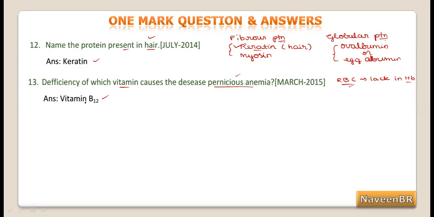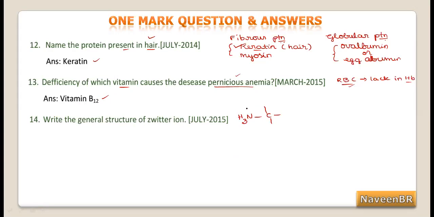Now we'll try to observe the supplementary of 2015. The supplementary question is, write the general structure of zwitter ion. Again, it is repeated from the model paper question. So already we considered. To write a zwitter ion, NH2 with addition of H plus becomes NH3 plus, and the carboxylic group by losing its proton becomes COO minus, and an H bonded to carbon. So it is the general structure.